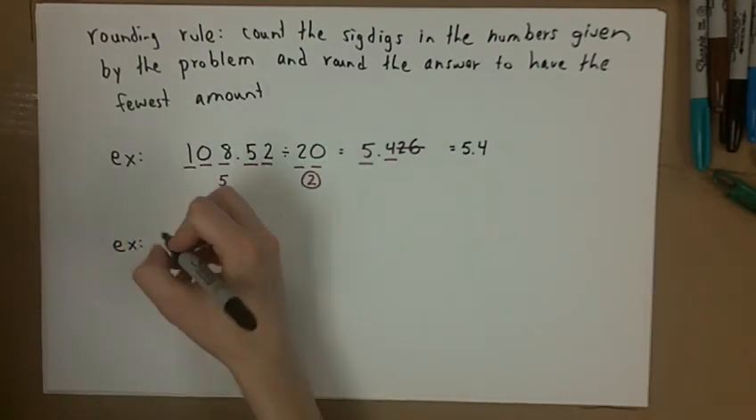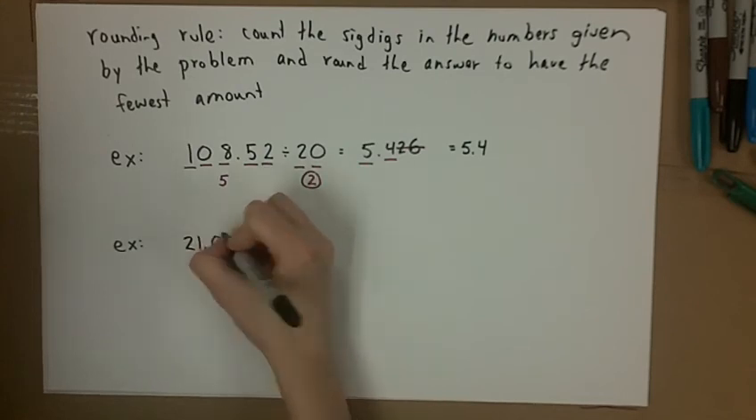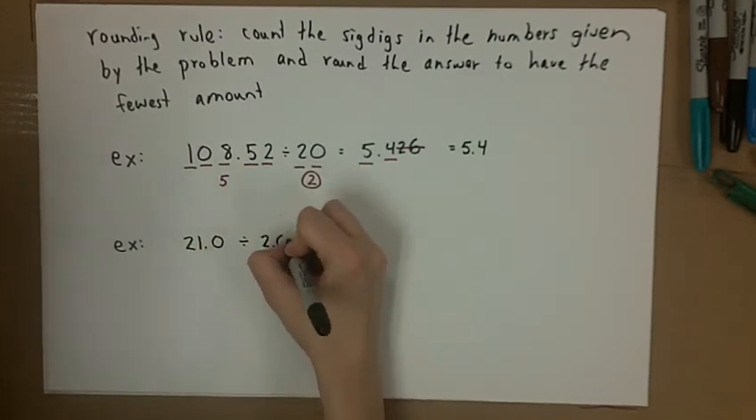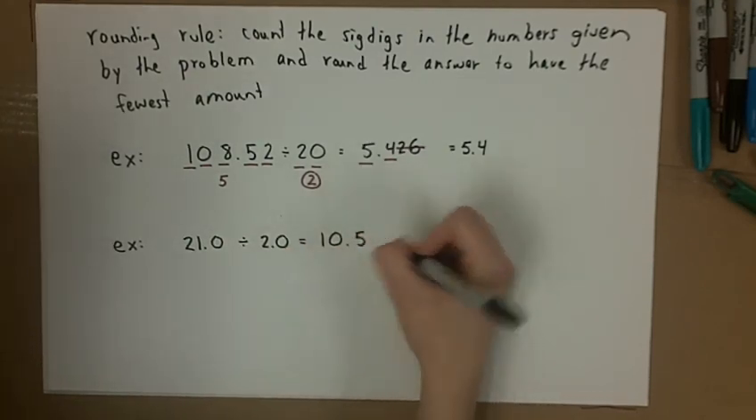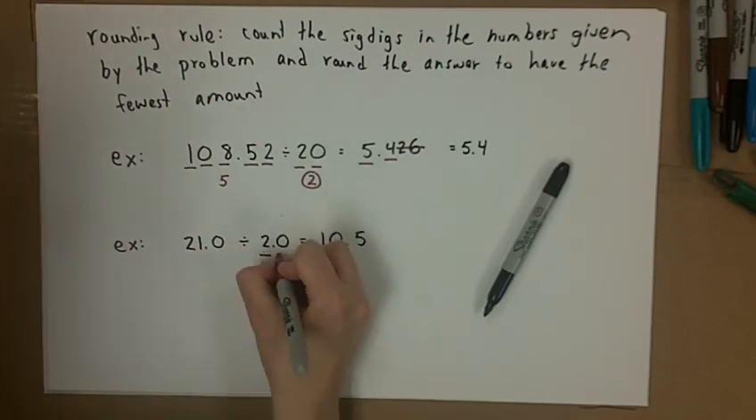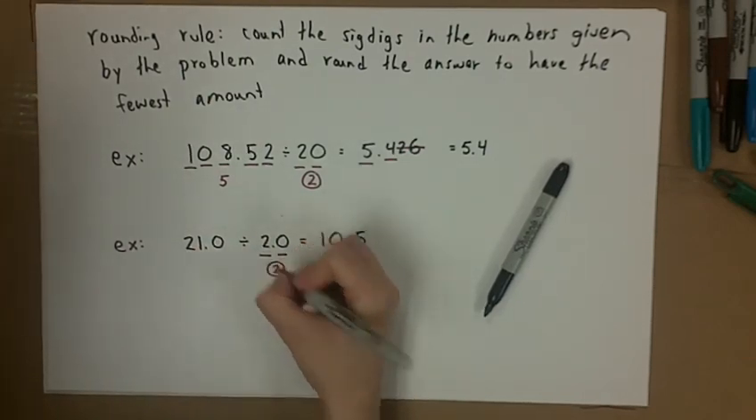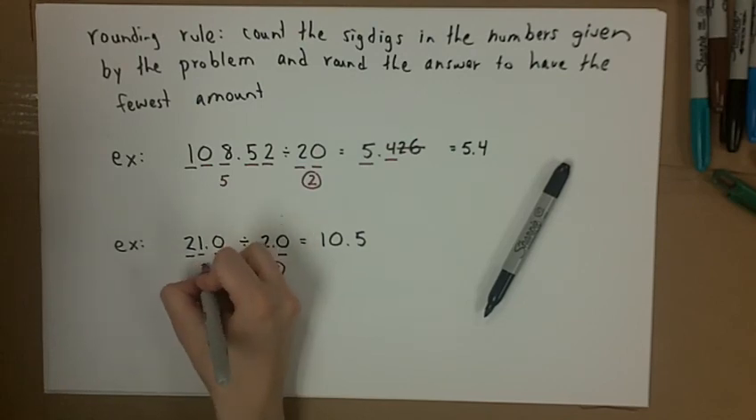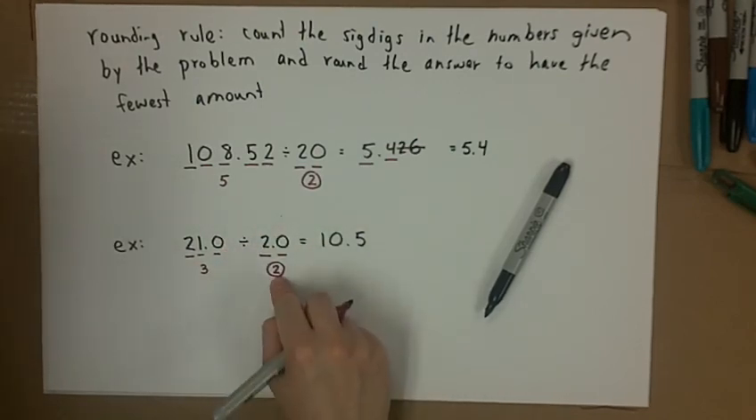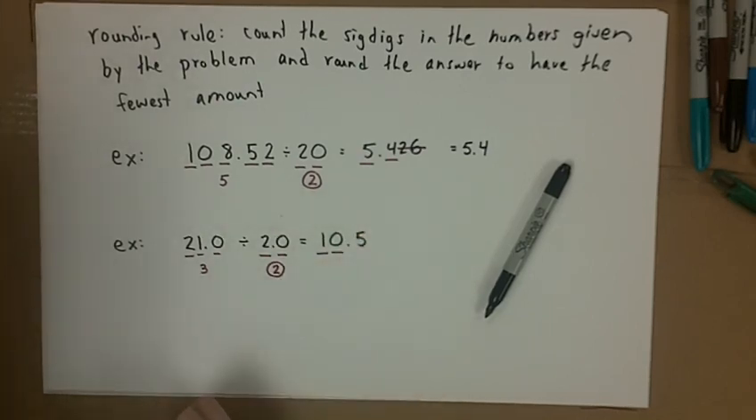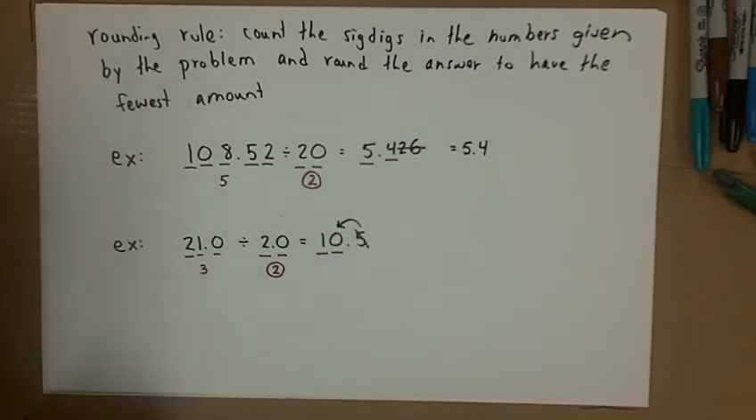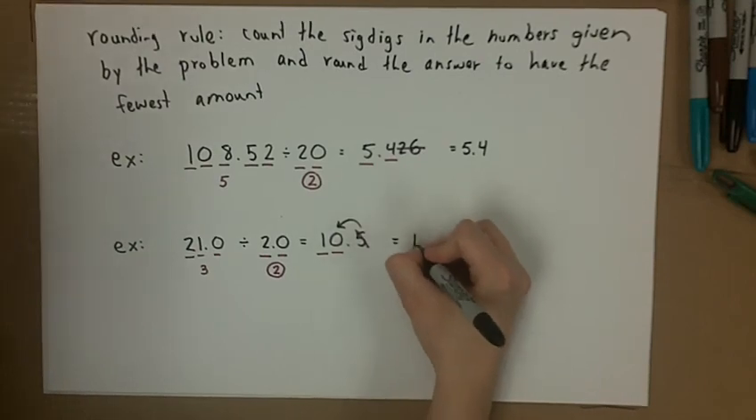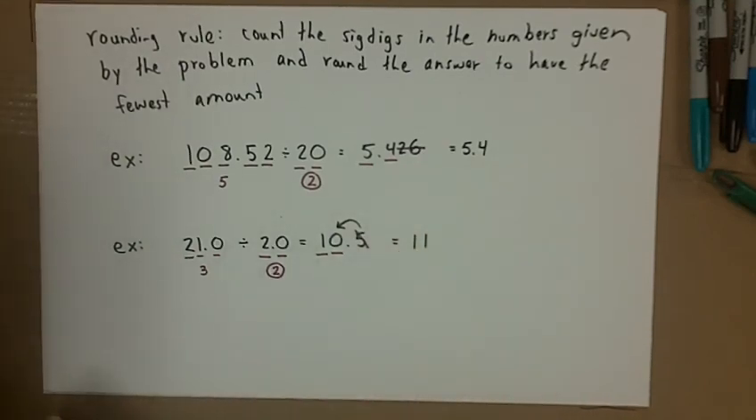Here's another example. If I do 21.0 divided by 2.0, my calculator gives me the answer 10.5. But since 2.0 only has 2 sigdigs, and 21.0 has 3, my answer can only have 2 sigdigs, only the first 2. So the extra digit has to go away, but since this digit is 5 or greater, it bumps the one in front of it up. So 10.5 rounds to 11.